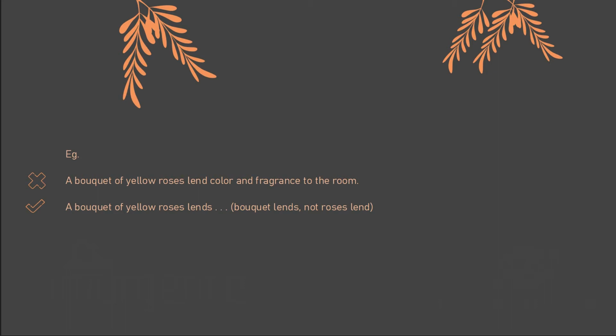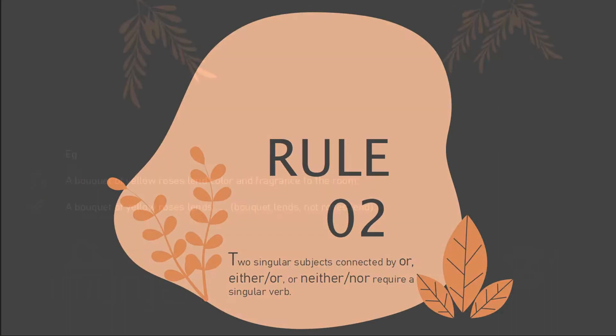Always remember, whenever you add an S to a verb, that becomes a singular verb form. Moving on, rule number 2. Two singular subjects connected by or, either/or, or neither/nor always require a singular verb. Whenever you use two singular subjects connected by these words, you always end up using a singular verb.